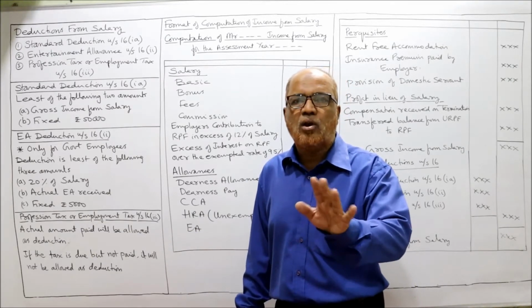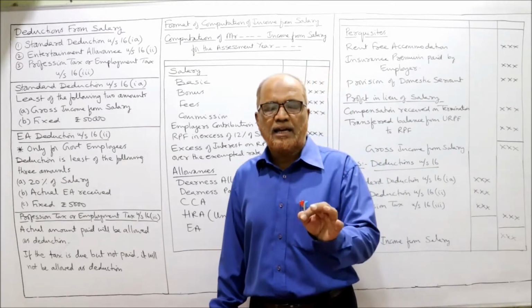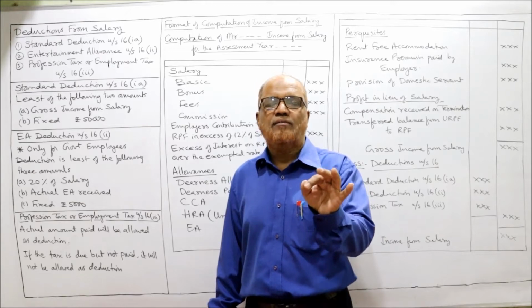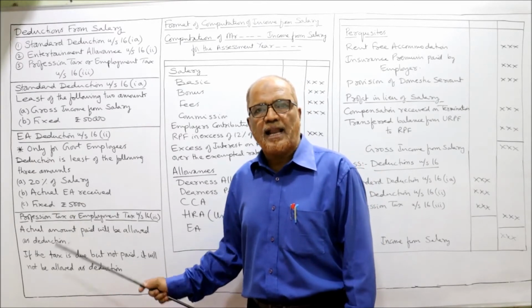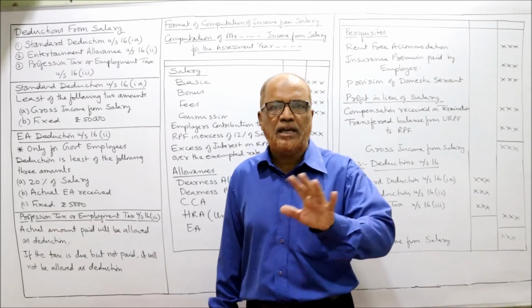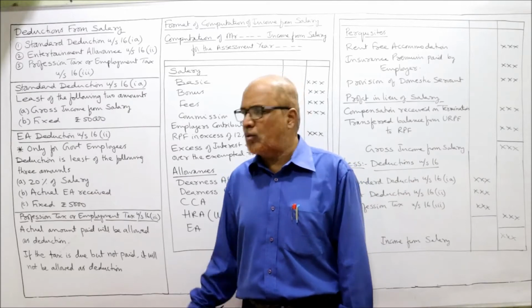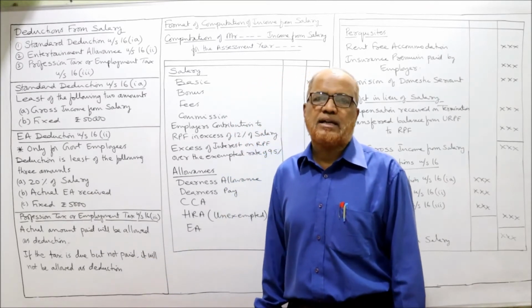Non-government employees will not get EA deduction under section 16(2). So for getting this deduction, first you have to see whether it is a government employee or not. If government employee, this deduction. And salary means only basic, only and only basic, no DA, nothing, no other thing should be included, only basic. That's all.